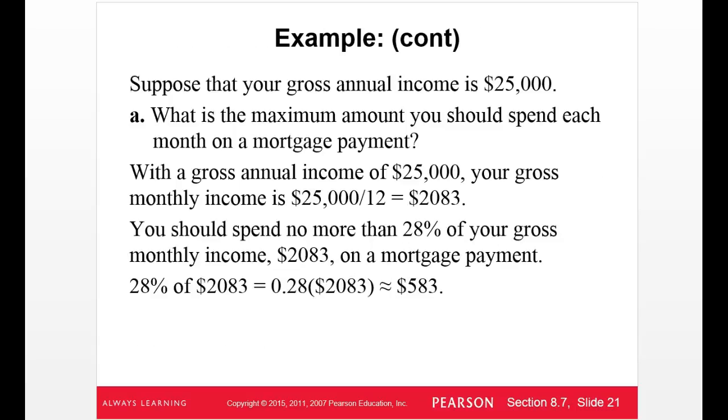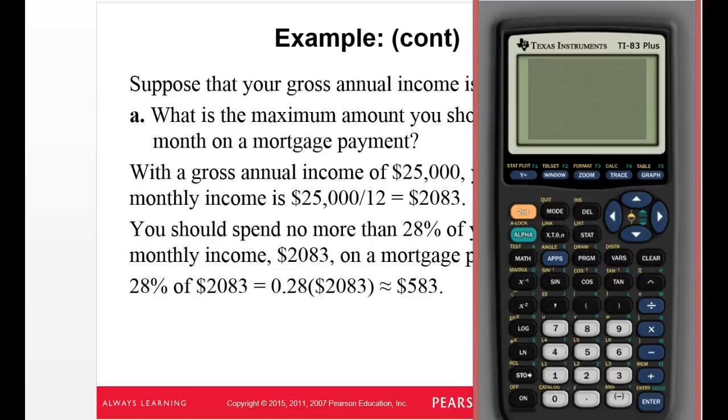All right, the first two are very similar to what we've already done. Just take our $25,000, and you can do one of two things. You can divide it by 12 to get the monthly, or you can multiply it by 0.28 and then divide it by 12. You can do it all at one time. So there's the $583 roughly that you can spend for your mortgage.